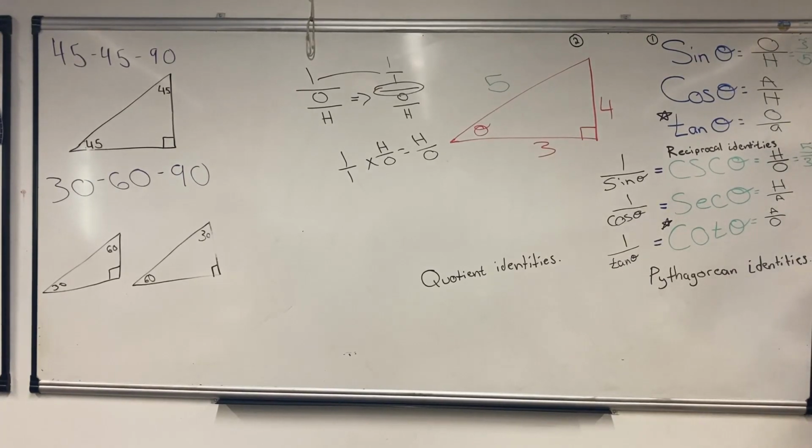Drawing a blank on names that I don't normally call. Joey, what would you get for the cosine here? 3 over 5. Oh man, did I really just mess that up? Yeah, it's 4 over 5 here, isn't it? Thank you, Joey. If I flip it, I get 5 over 4.